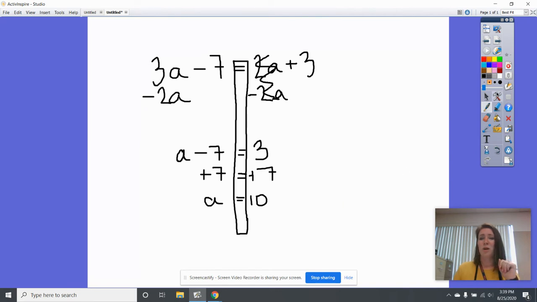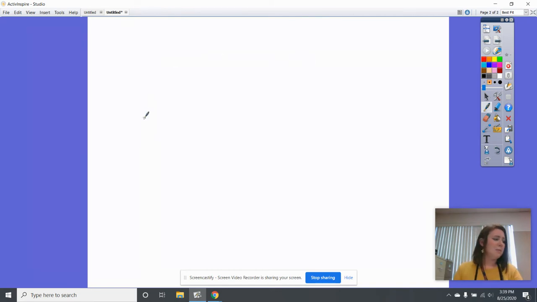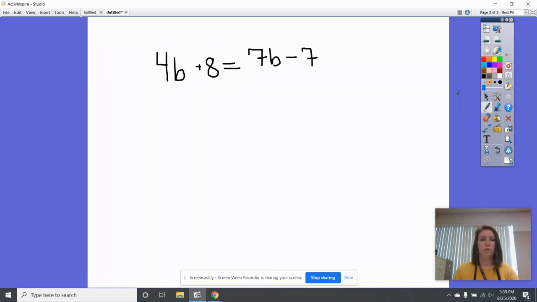Okay, let's go ahead and try one more example. Let's say that we have 4b plus 8 equals 7b minus, what's that going to equal? 7. Sure, we'll try that.